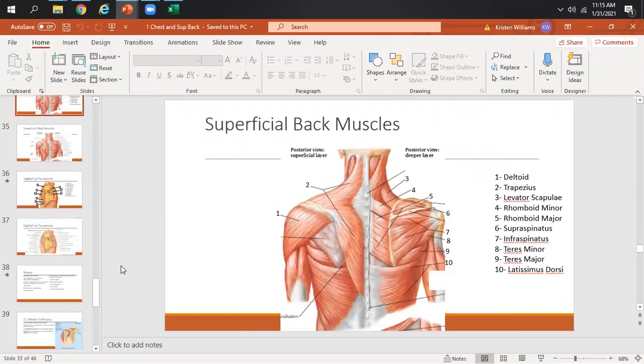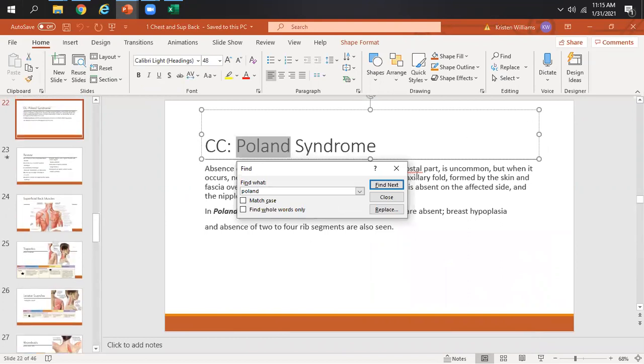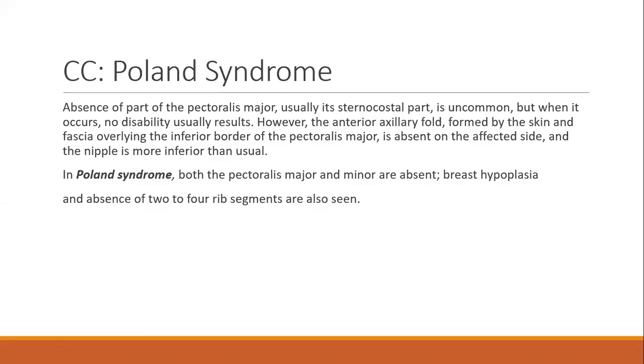Did I do Poland syndrome? I vaguely remember having it. There we go. So it's not common, but it does happen. It's just you have absence of your pec major, usually the sternocostal part. It's uncommon, but when it does occur, there isn't any disability because you do still have pec minor there.